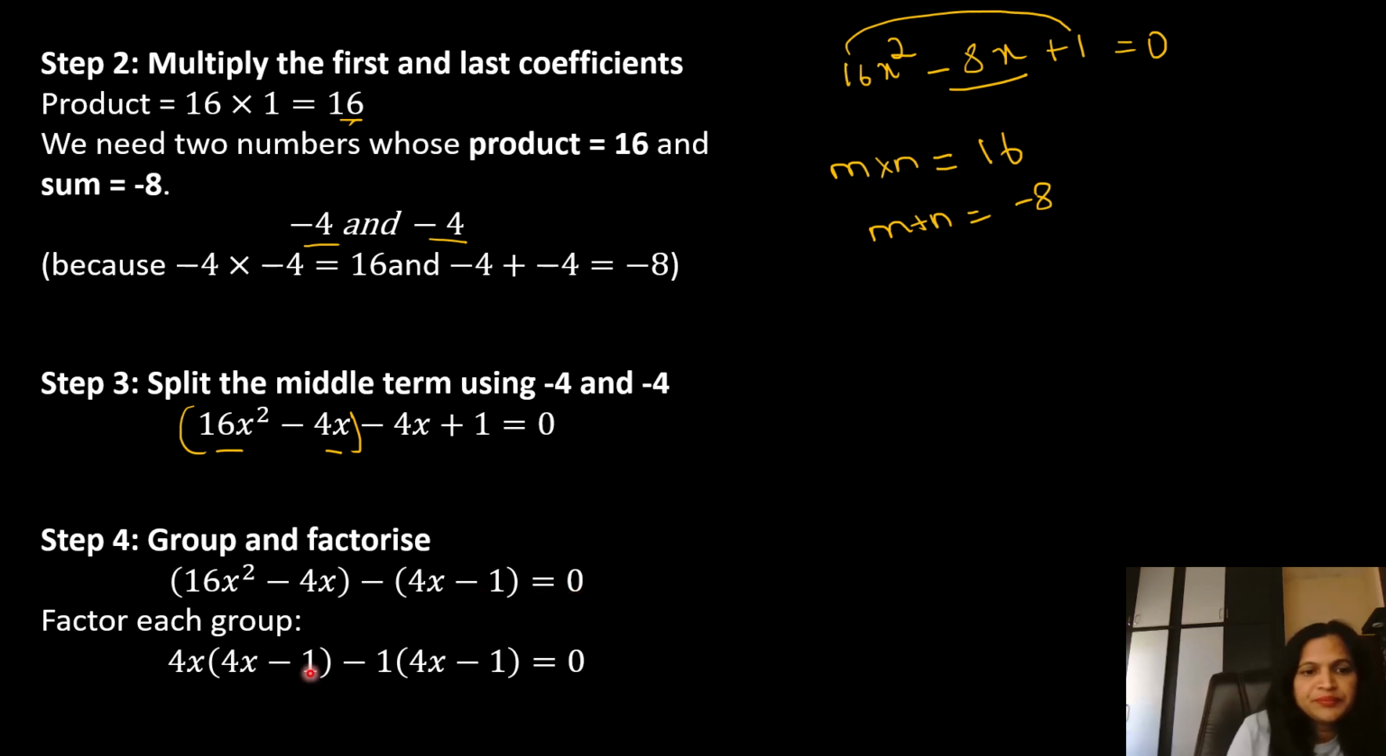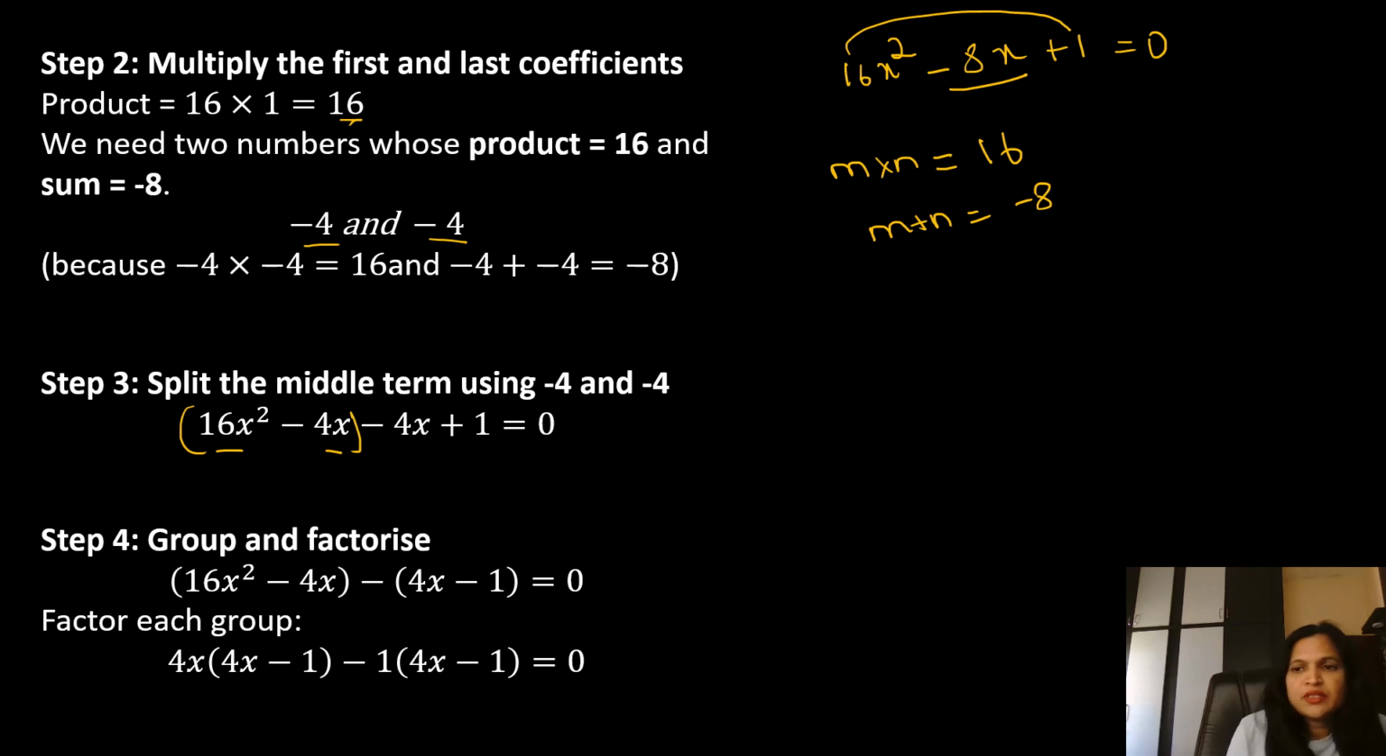Then here 16 and 4 are there, you take 4 common. Here x is there, here x square is there. You take 4x outside. 4 4s are 16, that's why you write 4x. X into x is x square. 4x minus 4x you took common outside, that's why here is a minus 1. Bracket close. Minus 1 you take common outside, minus 1 into the bracket 4x minus 1.